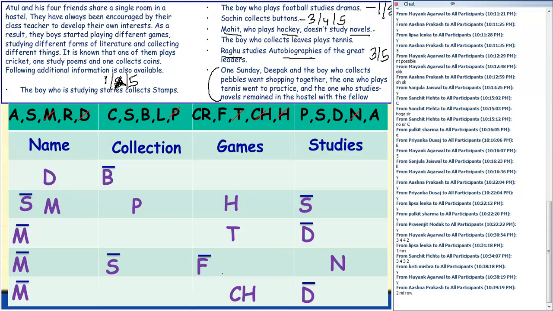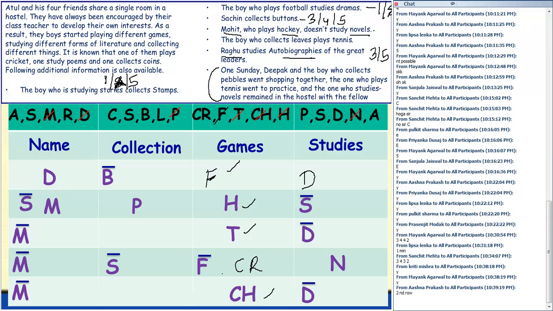Similarly, the boy who plays football studies drama. So football and drama, it cannot be in the second row. So अब football and drama के लिए एक ही बचता है, that is the first one. So here it will be football and he is studying drama. All right, football and drama. So games में football की position fix हो गई. So you know football is there, hockey is there, tennis is there, chess is there. So यहाँ पे cricket आ जाएगा.